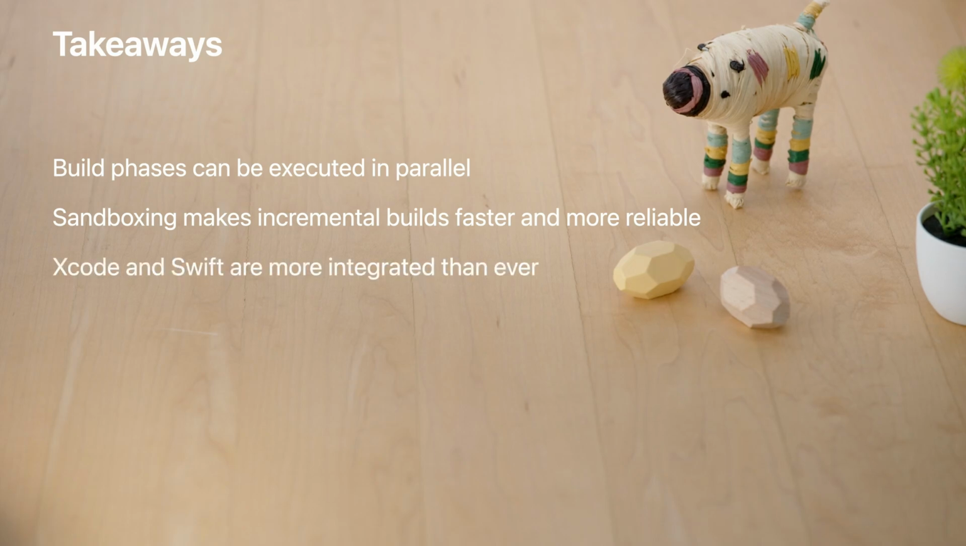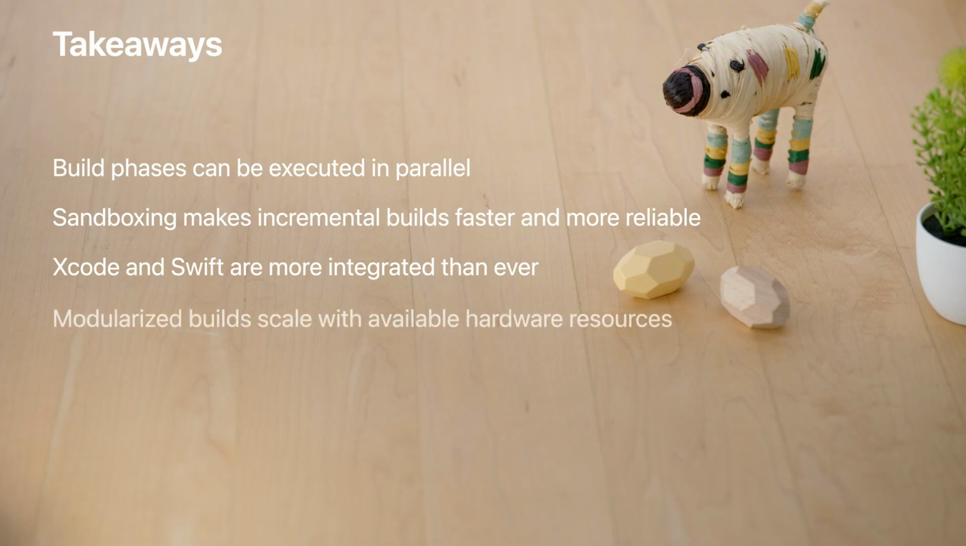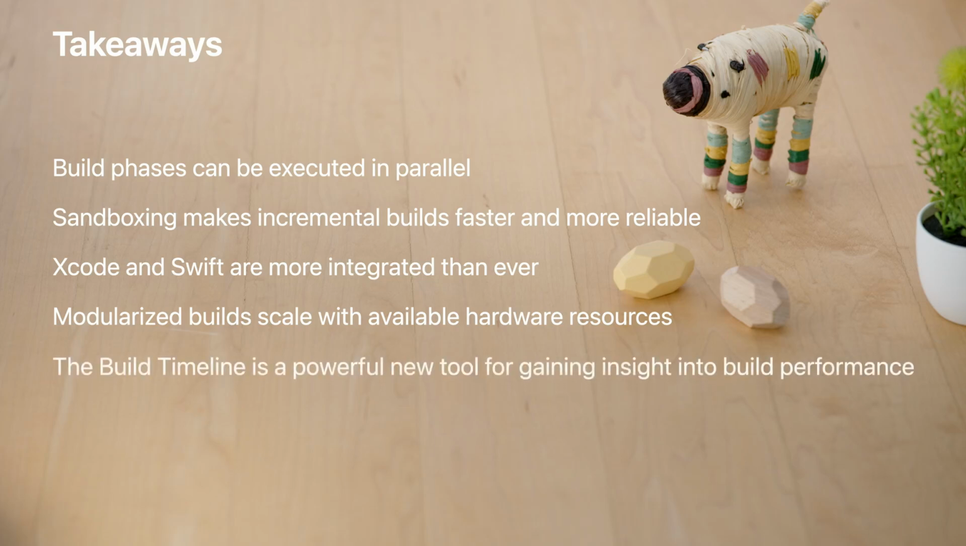Xcode and Swift are more integrated than ever, and project structure, its modularization, the overall shape of the graph made up of dependencies between target products, and the number and complexity of build phases within them, combined with the available computational resources of your machine, all these are contributing factors to the degree Xcode is able to parallelize and speed up your builds. With this knowledge and powerful new tools like the build timeline, you are well equipped to examine your project and gain insight into your builds.